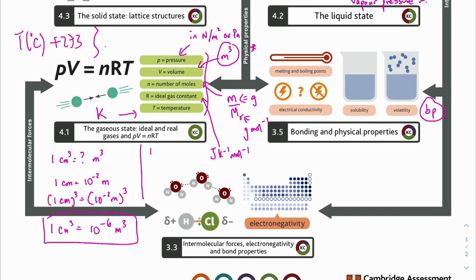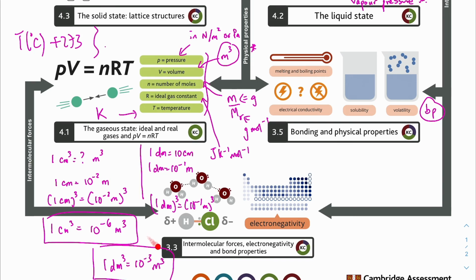You can try the same with dm. 1 decimeter is 10 cm. So 1 decimeter is 10 to the power minus 1 meter. So 1 decimeter cube is equal to 10 to the power minus 1 meter cube. So 1 dm cube is equal to 10 to the power minus 3 meter cube. Some students tend to memorize this by heart, sometimes they get confused, but you can very easily work it out with your elementary mathematical skills.